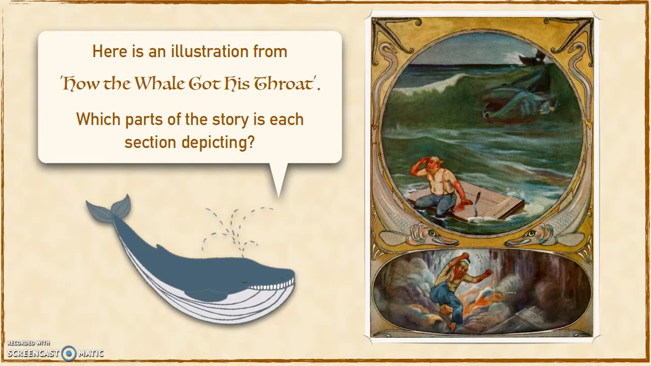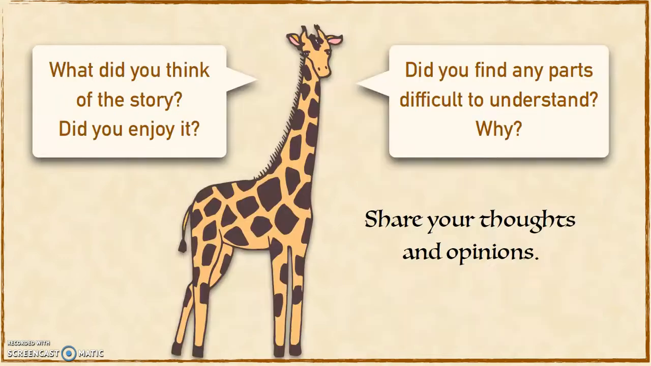So thinking back over our story of how the whale got his throat, we can see an illustration. Which part of the story do you think each section is depicting? You can see on the top section, we've got our mariner dipping his toes into the water and the whale coming up. When we look at the bottom picture, we can see our mariner jumping up and down in the insides of the whale. So we can see the two different parts of the story that these illustrations are showing us. So that was our first visit to the Just So stories.